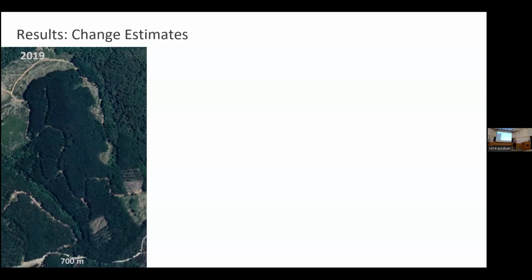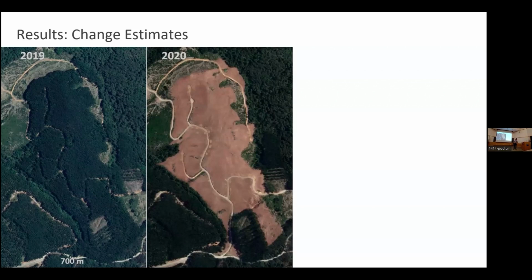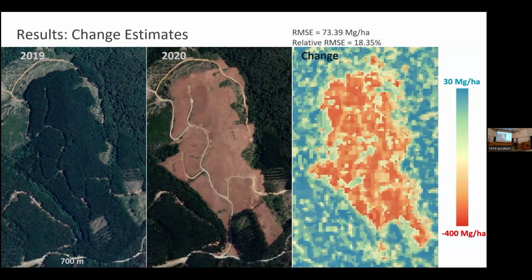Another really cool aspect about this project is the ability to track change over time. So between 2019 and 2020, again, we see these bare areas of soil where the trees have been completely harvested. And we actually see this change in our data product, where red areas are areas that have been completely lost and harvested of their carbon, and blue areas are areas where we actually see carbon growth or accumulation.